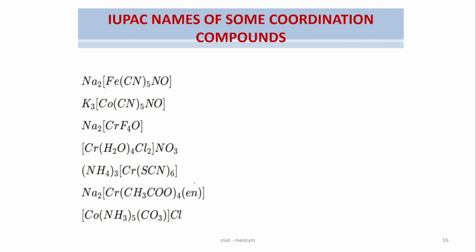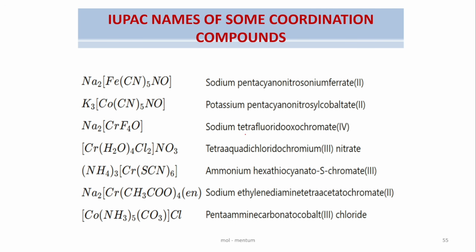Then again, these are the questions which you can practice. Very important ones. Look at this case. Na2. First we are writing sodium. Then F4 means tetrafluorido. Then O means oxo. Both of them are negative ligands. Then we have chromate. Why chromate? Because this will be 2 Na plus, so this charge will be 2 minus. So chromate 4. 4 is the oxidation number.